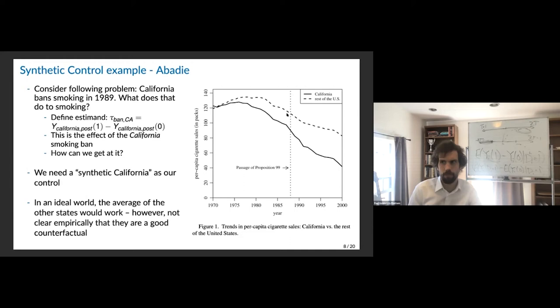The story here is that what we need is a synthetic California. This is the language that gets used here. It's very slick. We need a synthetic California as our control. And in an ideal world, this is almost like the diff and diff world, right? The average of the other states would work. So this graph here is from their paper on the right. The black line is California. You can see, you take the simple average of the rest of the United States.